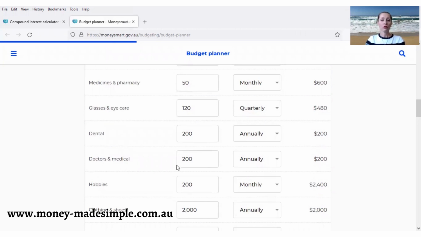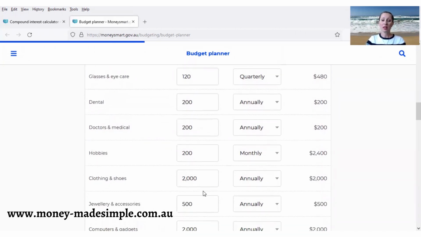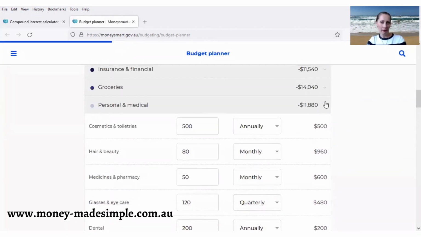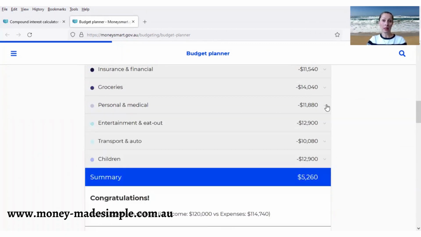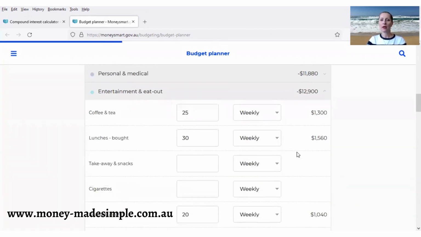Dental, doctors, etc., even hobbies and clothing and so forth. So try and be as realistic as you can there, because it does add up over a year. Entertainment and eating out. So this is not about stripping everything away. It's not that you can't have any fun.